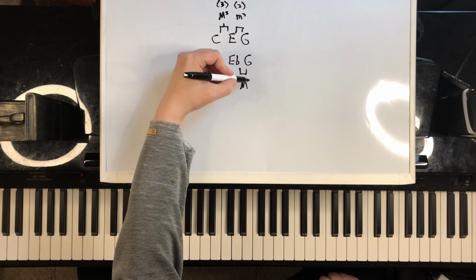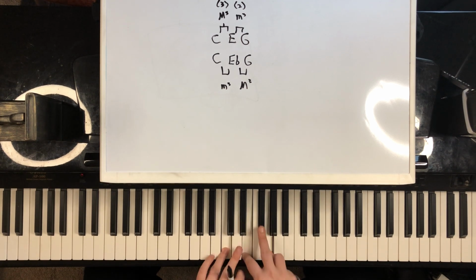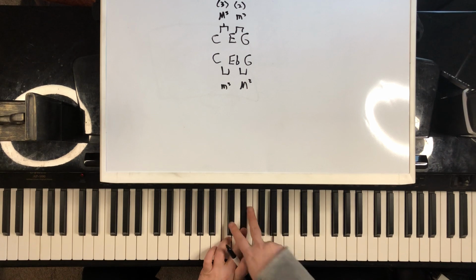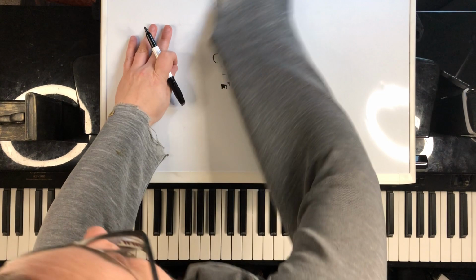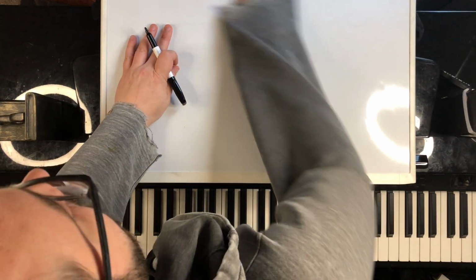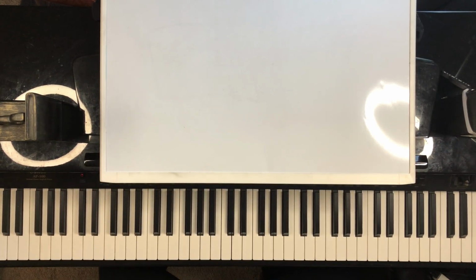So by dropping that middle note from E to E flat, it actually switches the order. We went three here, two there, two there, and three here. So that's really the only difference between major and minor chords. If you learn all your major chords, you can basically figure all your minors out by dropping the middle note down a half step.